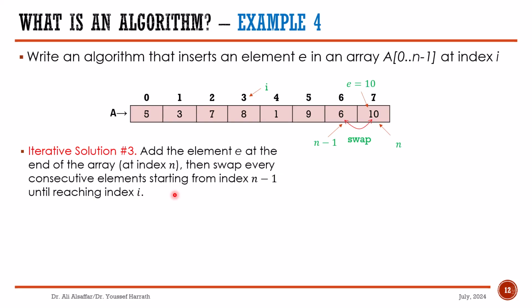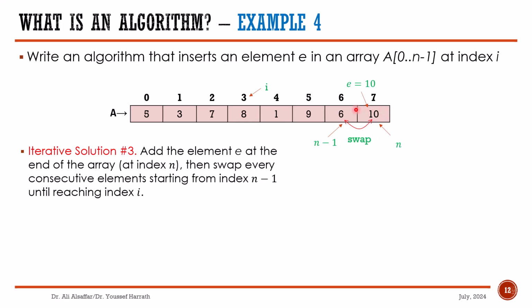Before we proceed, we would like to clarify why we are considering the end of the array to be at index n. Remember that initially the last element is at index n-1, but after adding a new element into the array, the size of the array will be increased by 1. So the index for the last element will not be n-1, it will be the next to it, which will be index n. Now what do we mean by consecutive elements? We mean two elements that are next to each other. So when the algorithm starts with index n-1, we will swap the elements at index n-1 and n.